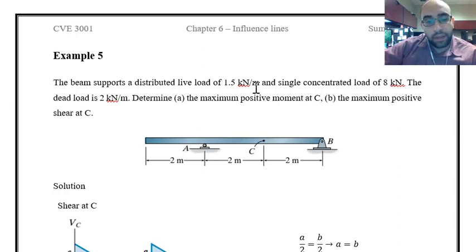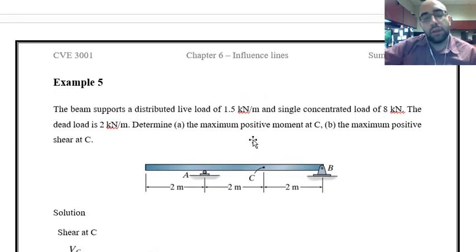These are live, and it is also giving us the information about dead load, which is 2 kilonewton per meter. And now it is asking about the maximum positive moment at C and maximum shear at C. So when we want to know the maximum moment, the maximum positive moment at C, all I need to do is to consider the influence line for bending moment at C, and then once I draw that, I can apply the loads to get the maximum positive bending moment.